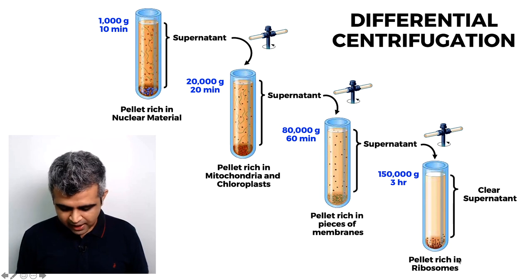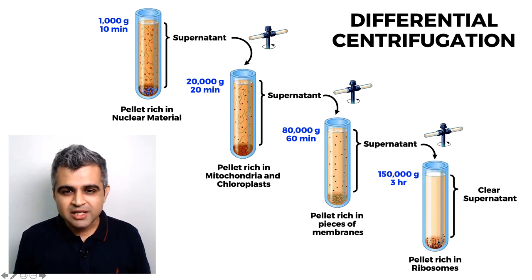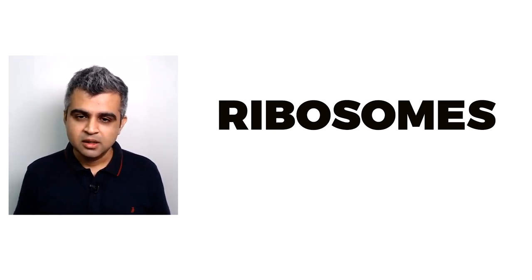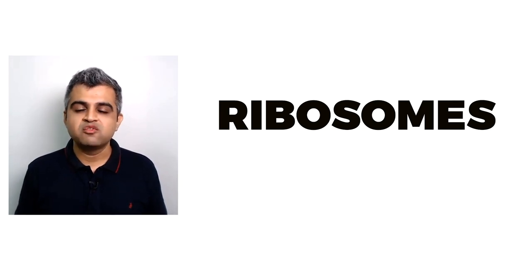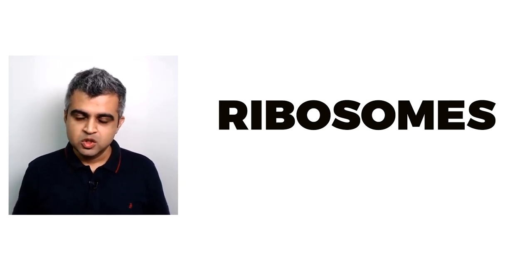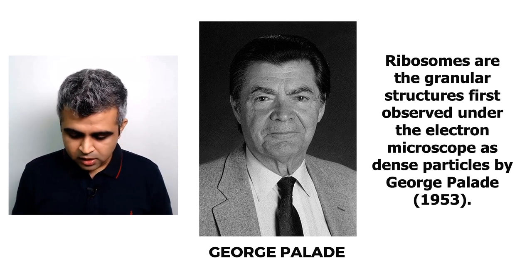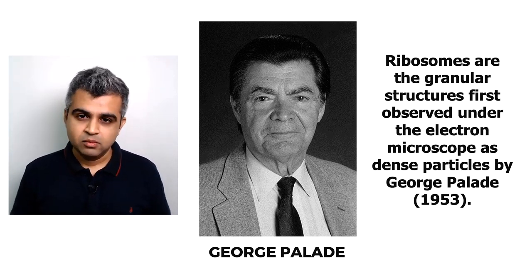As you can see, at the very end you get a pellet which is rich in ribosomes, which brings us to our first organelle for the day, ribosomes. Ribosomes are basically the cell organelles which do the function of producing proteins. So the organelles inside a cell responsible for protein synthesis are ribosomes. Ribosomes were first seen by this man, whose name is George Palade. And George Palade saw them in 1953.